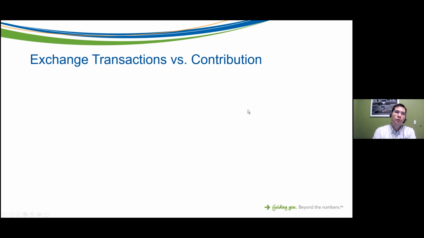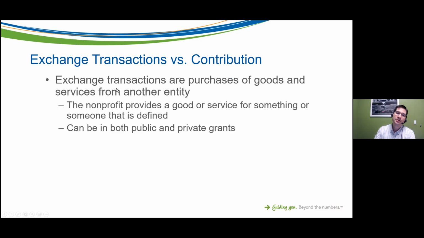So we need to have an aside here about exchange transactions versus contributions, because they have different accounting treatments. And I'm not going to get too far in the weeds here. I just want to note that there are different accounting treatments. Let's talk about exchange transaction versus contribution.